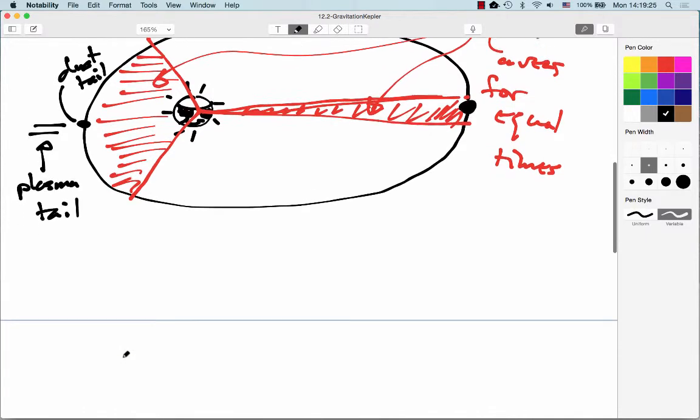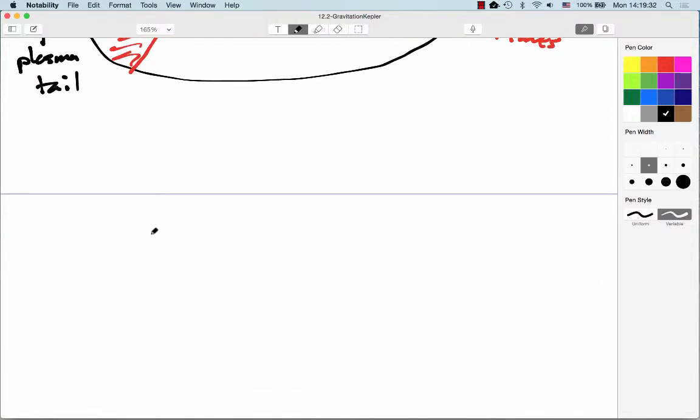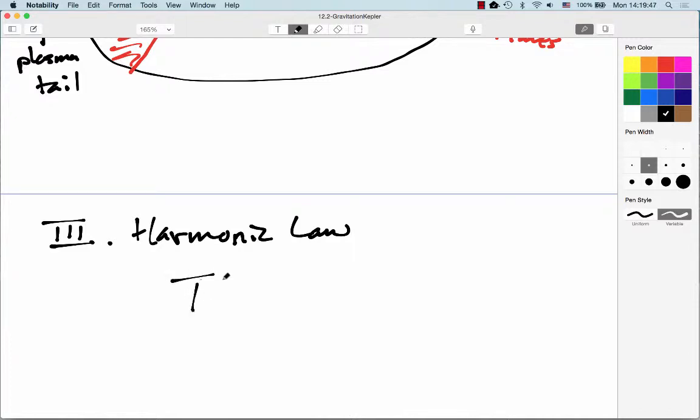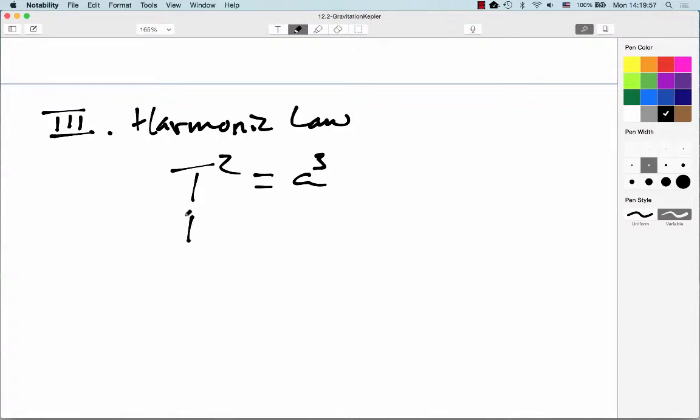Okay, and then finally, the last one, not counting the strange thing with the platonic solids, is his harmonic law. Sometimes called the square cube law. You take the sidereal period in years and square it. That's equal to the semi-major axis in AUs cubed. So he's doing this in very specific units. So sidereal period.